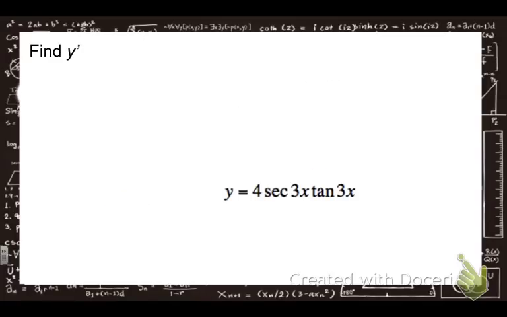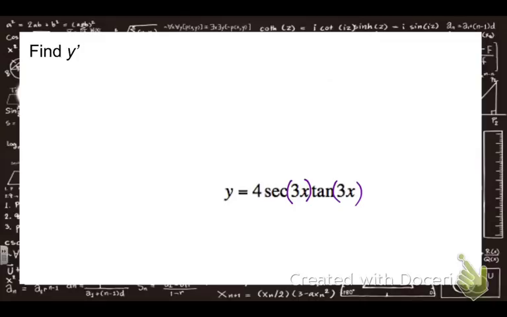Alright, so for this one, I'm just going to rewrite it with parentheses like that. And I want you to notice that this is actually a product rule problem. If you read it, you say 4 times secant of 3x times tangent of 3x. So the fact that we have a function of x times another function of x means we have to use the product rule, but instead of starting with the chain rule, we're actually going to start with the product rule.